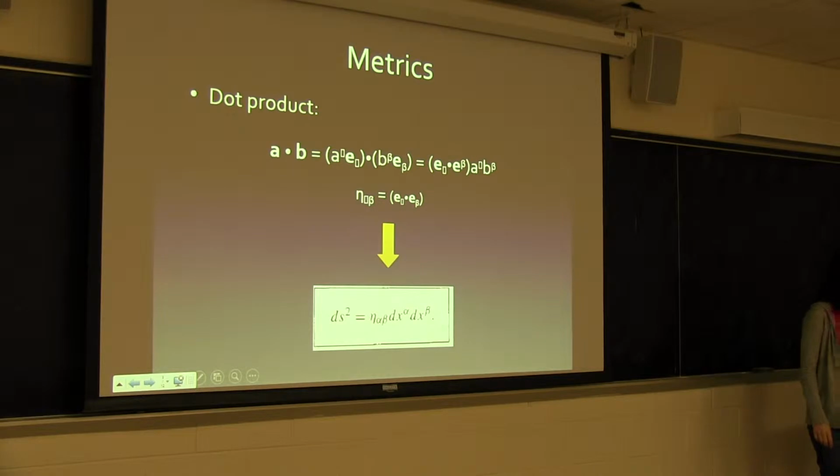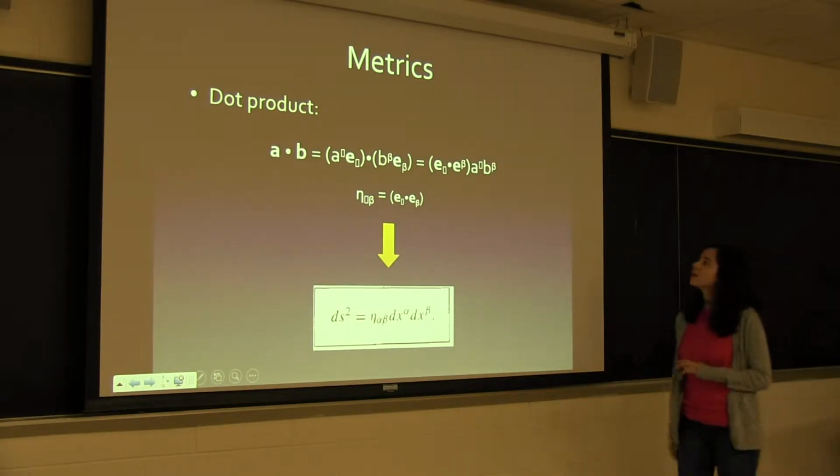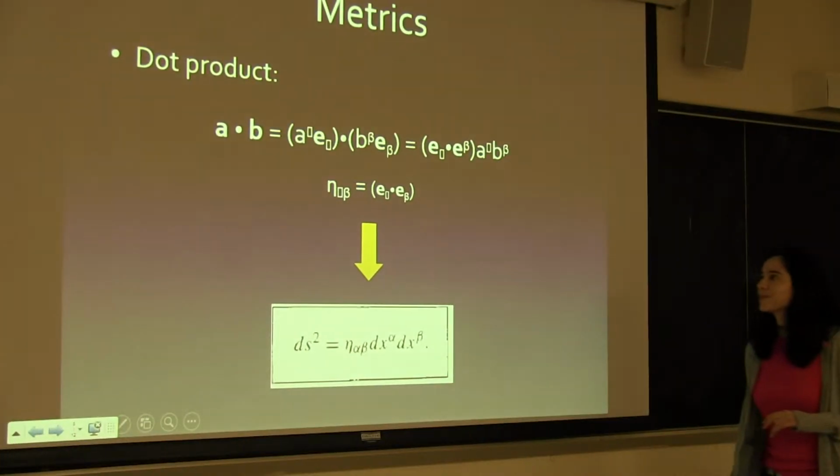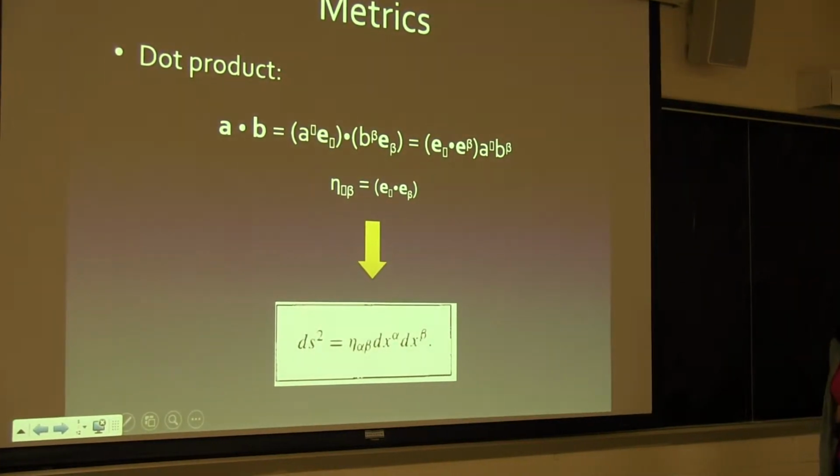The dot product, that's supposed to be an alpha. So the squares are actually supposed to be alphas. I wish I could use LaTeX, really cool.